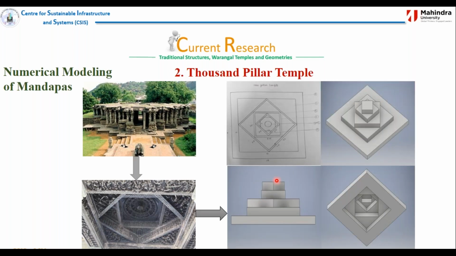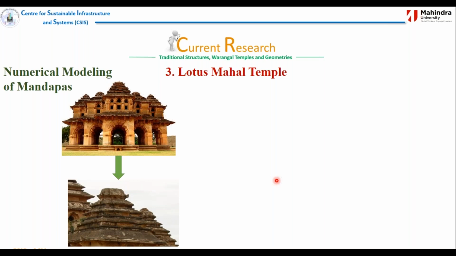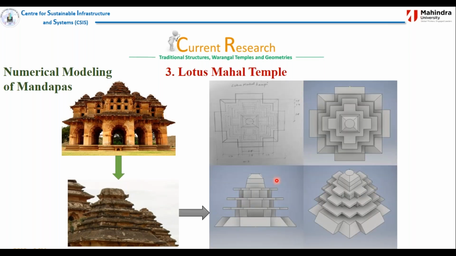And this is a very raw image of what we were trying to do at the beginning, three years back. And this is the Lotus Mahal temple. This also has multiple concentric squares and non-linear arches. We were very successful once we understood the Lotus Mahal and all the concentric circles. We were able to develop this model with 90% to 95% accuracy.